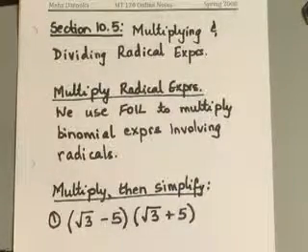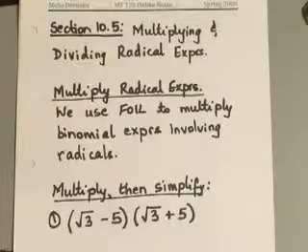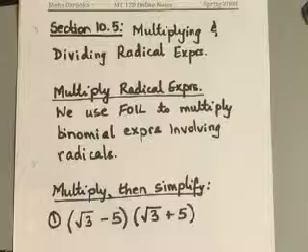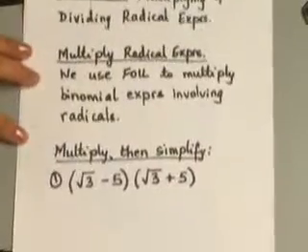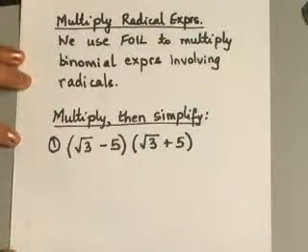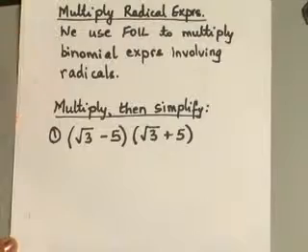With radical expressions, you basically just FOIL your two expressions that you're trying to multiply, just like how you would do with any binomial expression. You do the same thing with radical binomial expressions. So we have our first example here: the quantity square root of 3 minus 5 is being multiplied with the quantity square root of 3 plus 5.